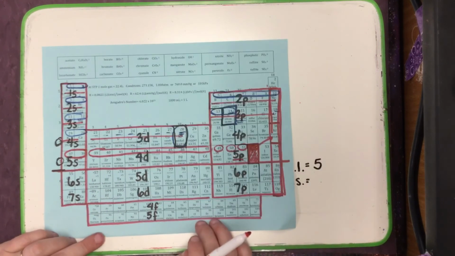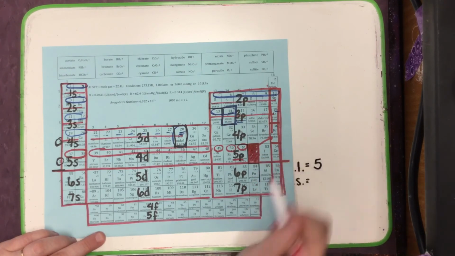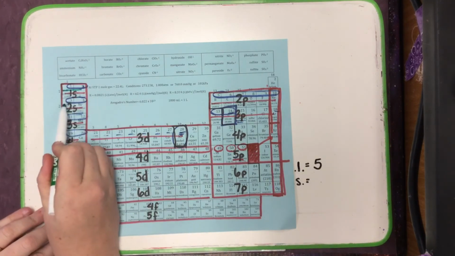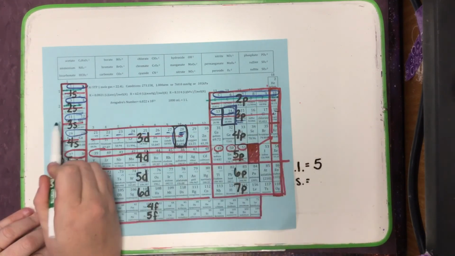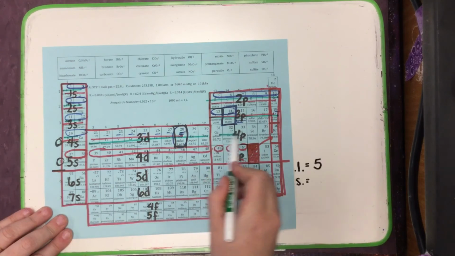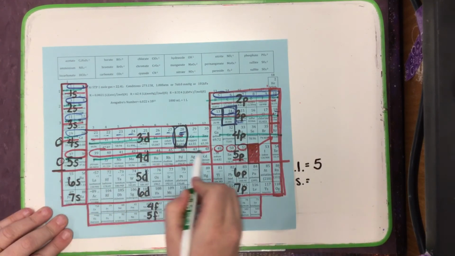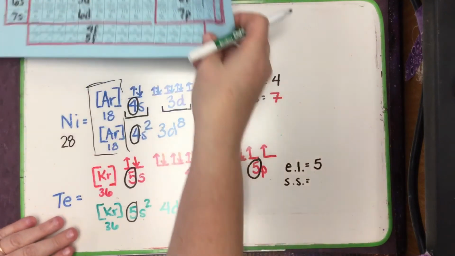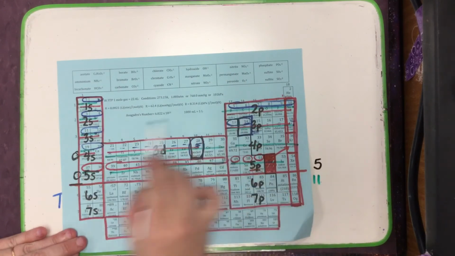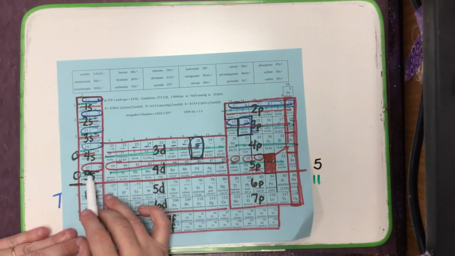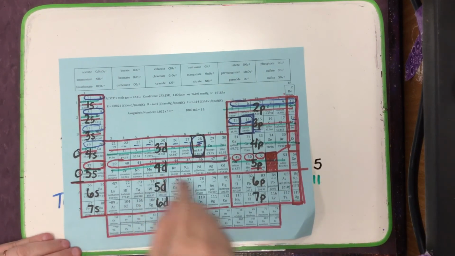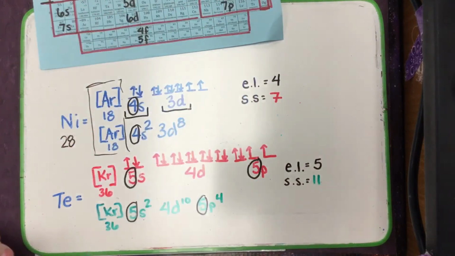We can do the same thing for tellurium. Tellurium's the whole way down here, and in order to get there, we go through 1, 2, 3, 4, 5, 6, 7, 8, 9, 10, 11. So tellurium has 11 subshells. You can count the subshells, or the number-letter combinations, based on the picture of our periodic table.